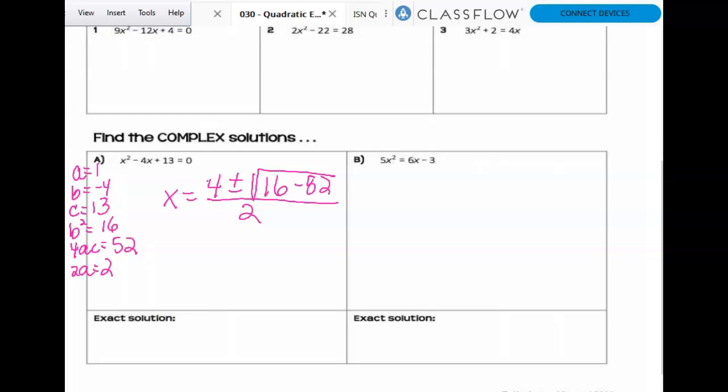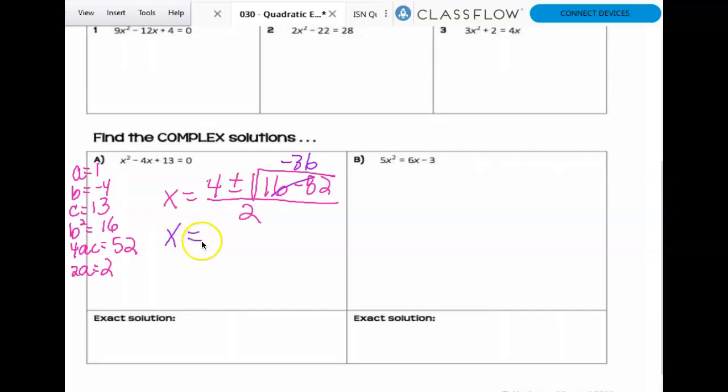Okay. Do you have a calculator, Amory, or no? Who's got a calculator? 16 minus 52. What does that give us? Is it positive or negative, though? So this is negative 36. So if we have a negative under the square root sign, Marlene, what does it mean if I have a negative under the square root sign? So the square root of 36 is going to give me what? 6, and then the negative is going to give me an i.